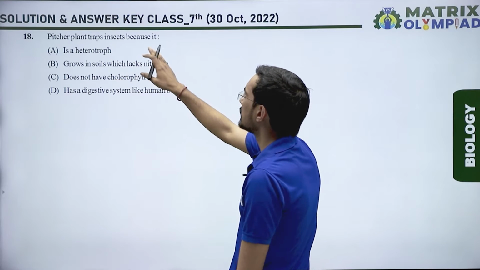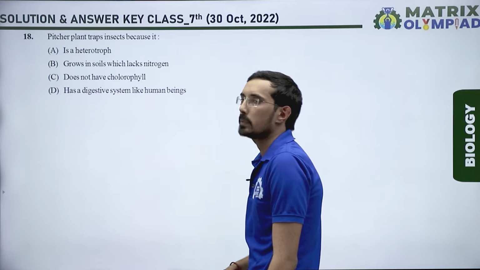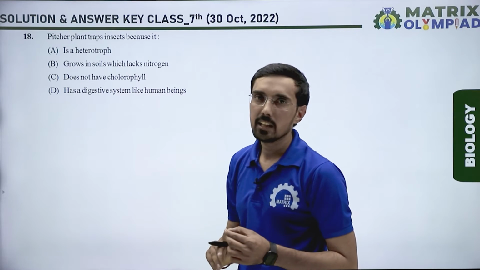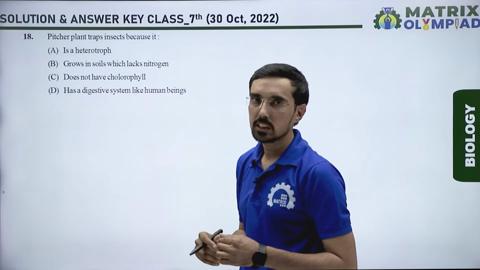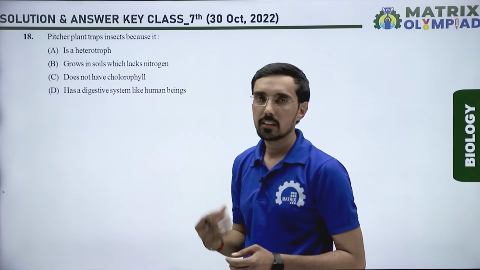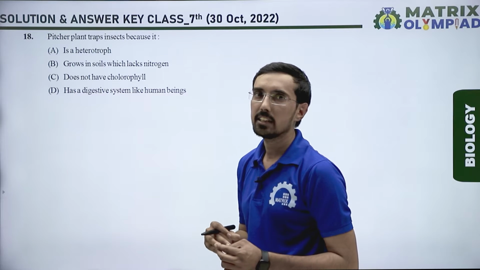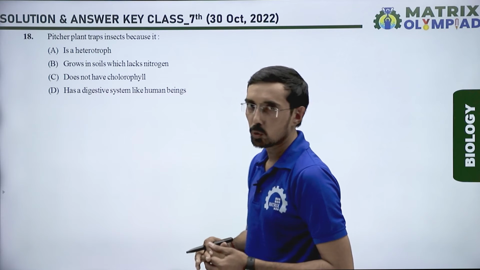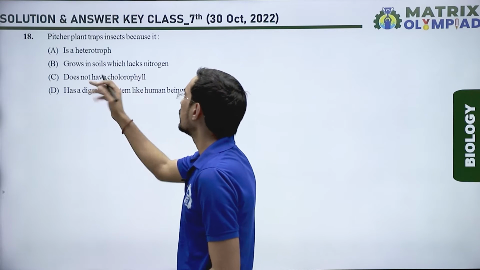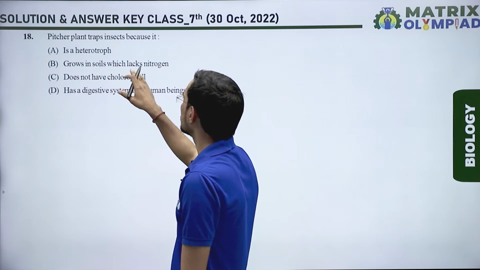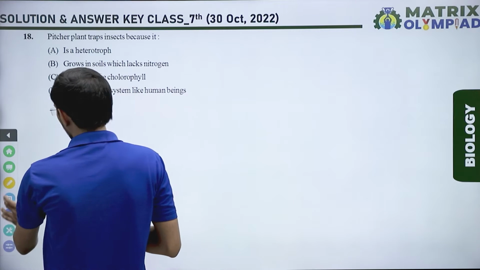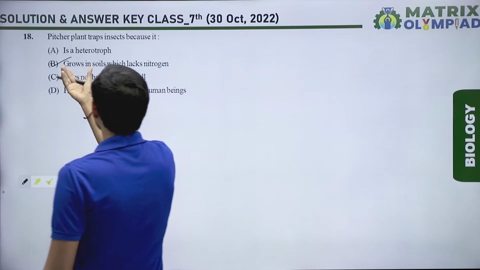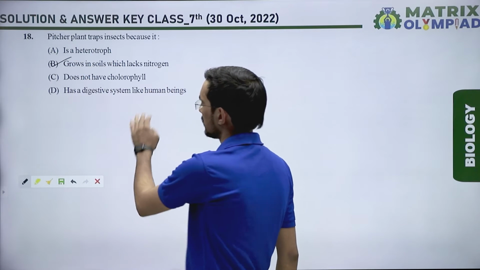Pitcher plants trap insects because, as we all know, the pitcher plant is an insectivorous plant which grows in an area where there is a lack of nitrogen in the soil, and it absorbs or takes in insects from which it gets nitrogen and utilizes it in its growth. So our correct option will be, grow in soil which lacks nitrogen. It will be seen in option number B. So our correct answer will be option B. Now move to the next question.